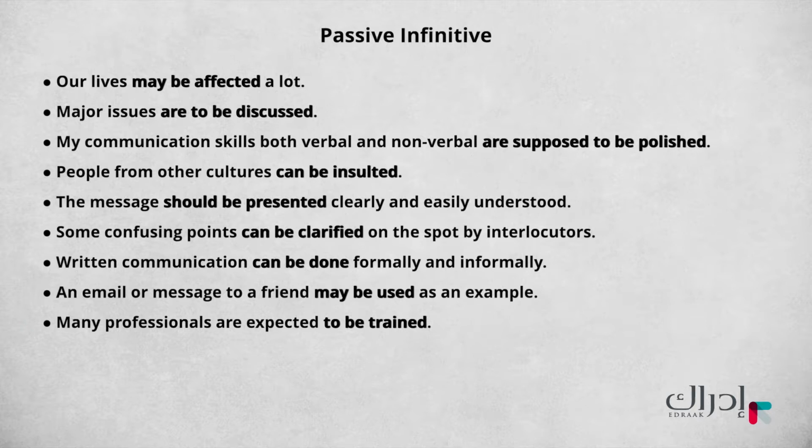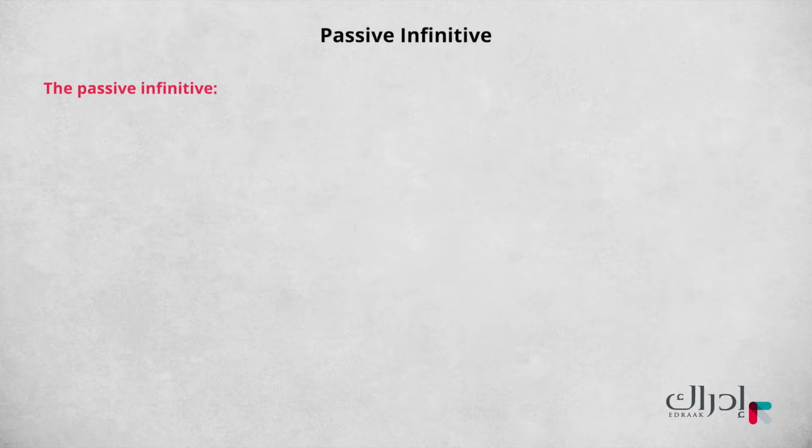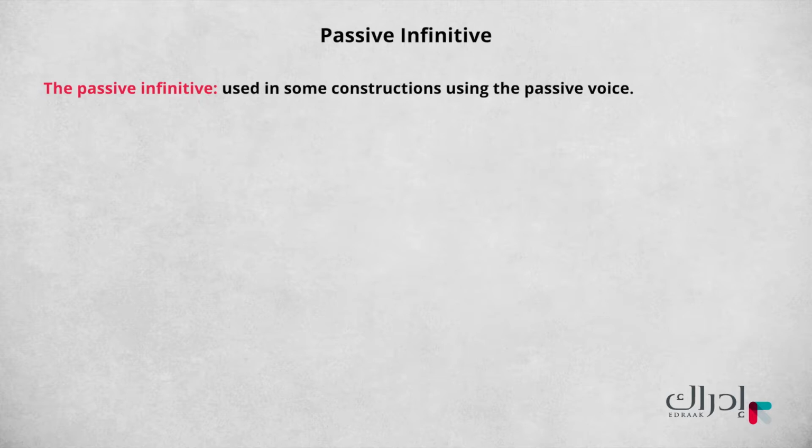The first thing we notice is that they all have the verb to be, and the second is the past participle of the verb. This form is called the passive infinitive. The passive infinitive is used in some constructions using the passive voice.